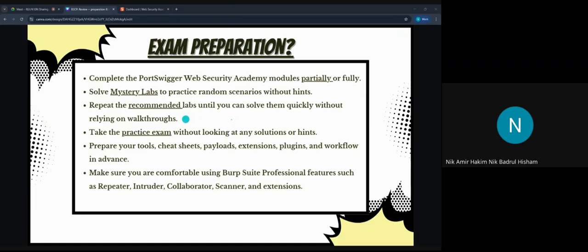But I recommend you try to solve them on your own and prepare yourself with your cheat sheet and some payloads. And lastly, in order to take the exam, you need to finish all the practice exams without looking at any solution. For the practice exam, they offer not two types, they offer practice exam 1 and practice exam 2. So we're going to see what they mean by partially.